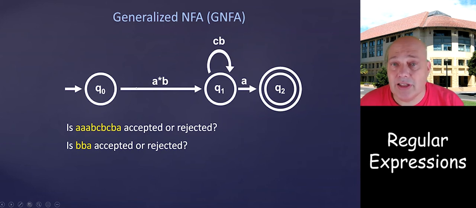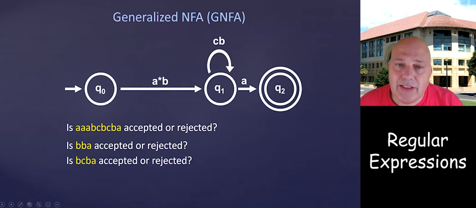How about BBA? The first B is still accepted by this; A star B matches the string composed only of B. Then you need to take another B, but you don't have a B anymore. You can have a CB here and an A here. So this is rejected. There is no path from start to end that accepts it.